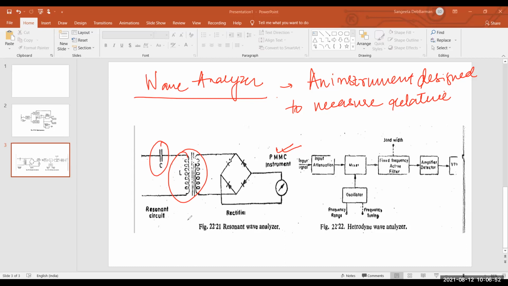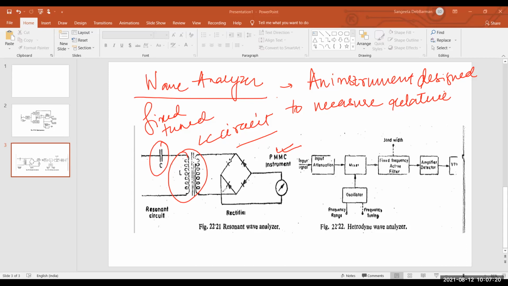If a fixed tuned LC circuit is used, then the frequency of the component must be known. Third point, at low frequency, very large values of L and C are required, and their physical size becomes impracticable.